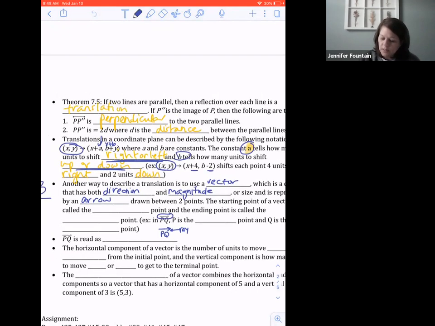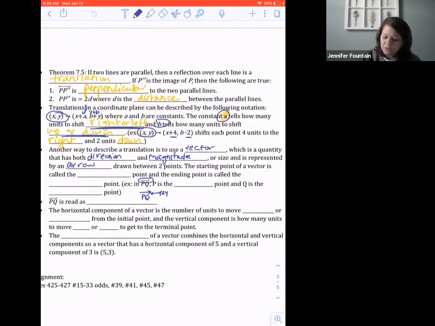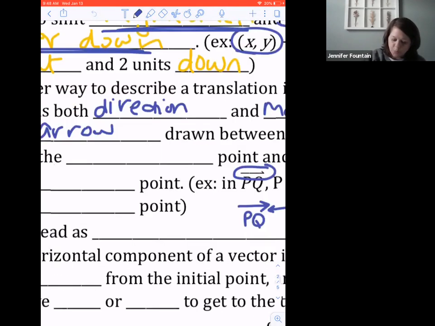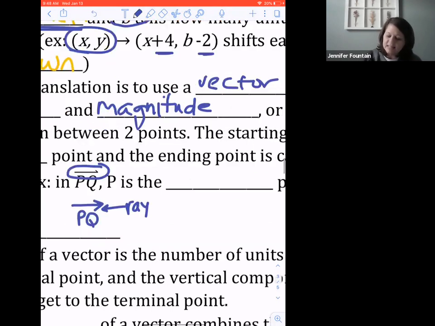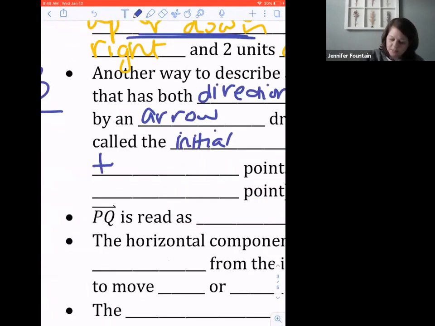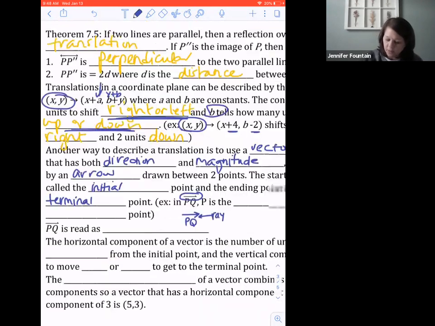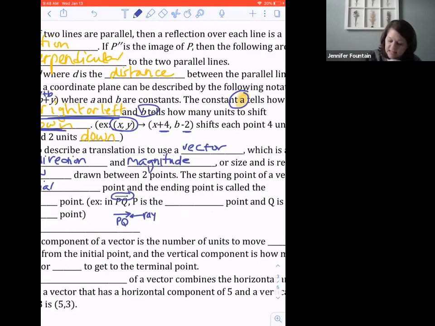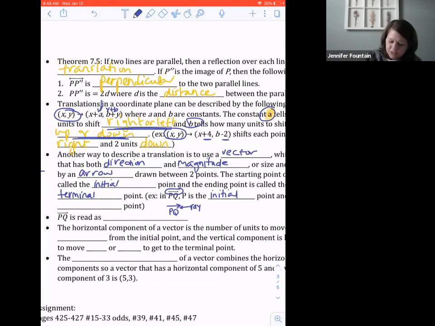Okay, so where we left off, we said a vector is an arrow drawn between 2 points. The starting point of a vector is called the initial point, and the ending point is called the terminal point. Remember, that's the point with the arrow. So for example, vector PQ: P is the initial point and Q is the terminal point.